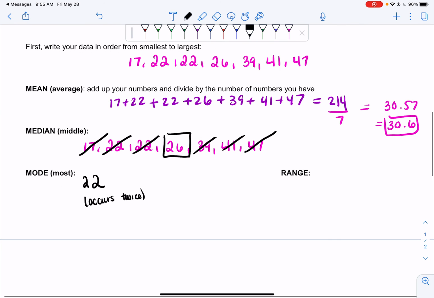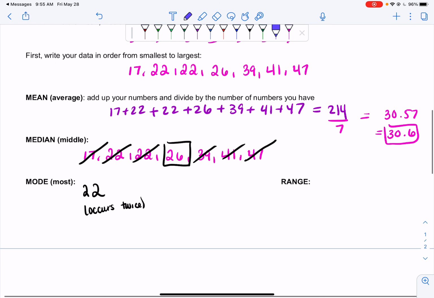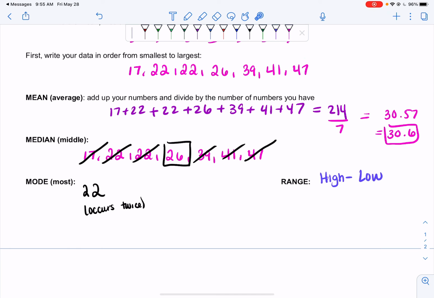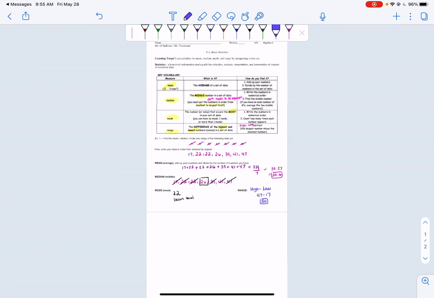And then our range, we simply take our highest data value and subtract our lowest. So high minus low. Our highest data point is 47. Our lowest is 17. 47 minus 17 is 30. Our range is 30.